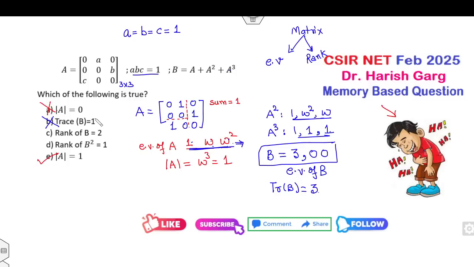Because this is a memory based question, if this was 3, then it would be a correct option. Now what is the rank? Clearly, the rank of B, because it's a 3 cross 3 matrix and 2 eigenvalues are 0, so the rank is 1. Can you find the rank of B square? Can you find the eigenvalues of B square? B square has 9, 0, 0. So clearly 2 eigenvalues are 0, so the rank of B square is 1. 1 is a non-zero element. So these are the correct options.